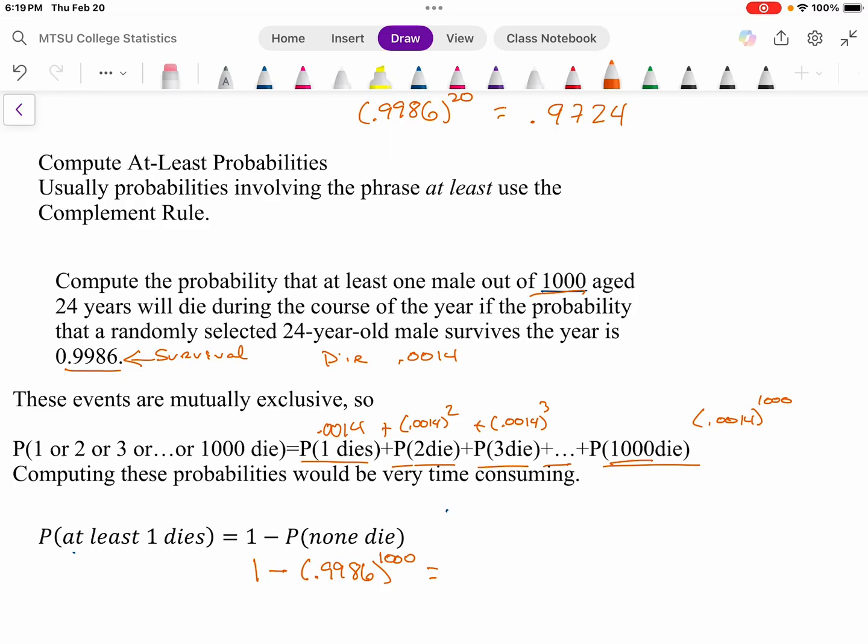And then depending on how fancy your calculator is kind of dictates whether you can put this in one fell swoop or not. If you have a small calculator, it may not be able to do it. So I'm going to try with my small calculator. 1 minus 0.9986 raised to the 1,000 power. And it gave me 0.7536. And it's technically a 4 after that, but we're going to chop it off right there. So there's a 75% chance that at least one male out of those 1,000 is going to die during the course of that year. Okay, at least one.